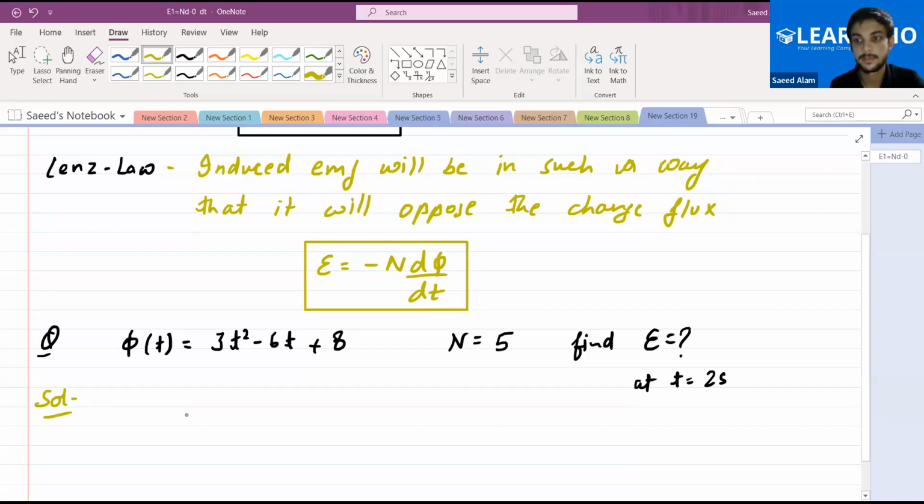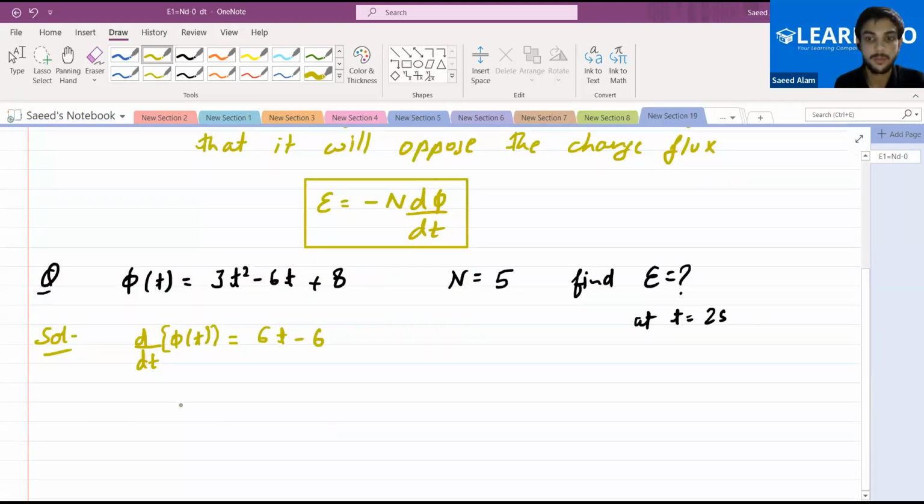It will be 40, no? No. Let me do it. dφ/dt. We'll just differentiate it. If we differentiate it, what will I get? I'll get 6t minus 6. Yes or no? And the differentiation of 8 will be 0. And what is EMF equal to? EMF is equal to minus n times dφ/dt. Yes or no? Minus 5 into (6t minus 6).